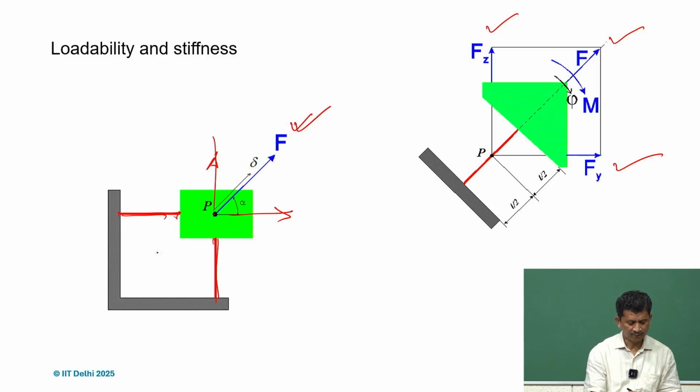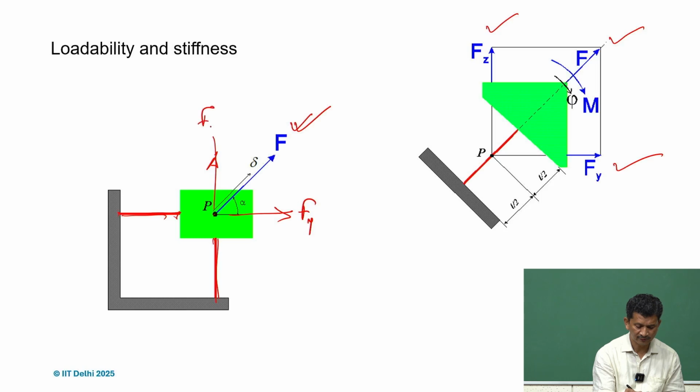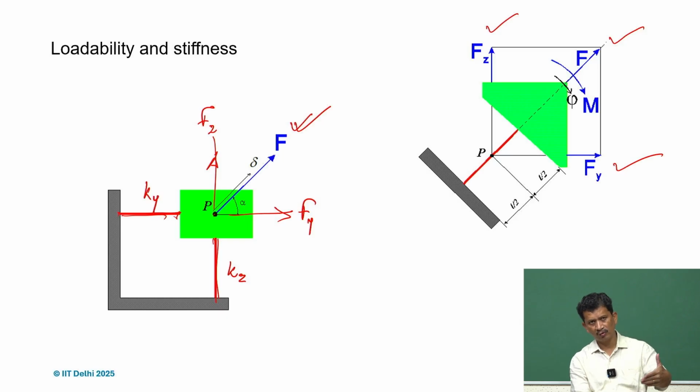What happens if these two are identical? So, because we are saying Fy and we are calling it Fz, call it Kz and Ky. So, the bending stiffness is way lower than the axial stiffness here.